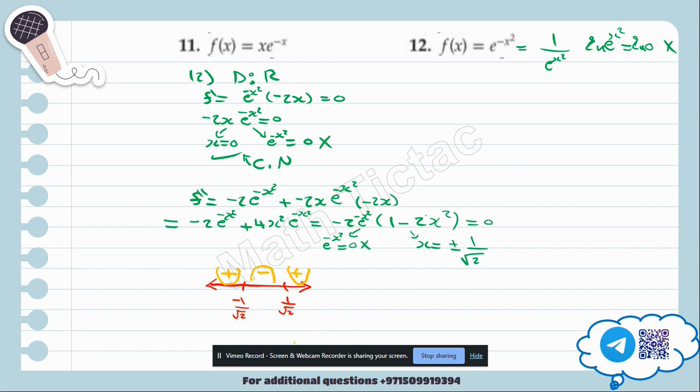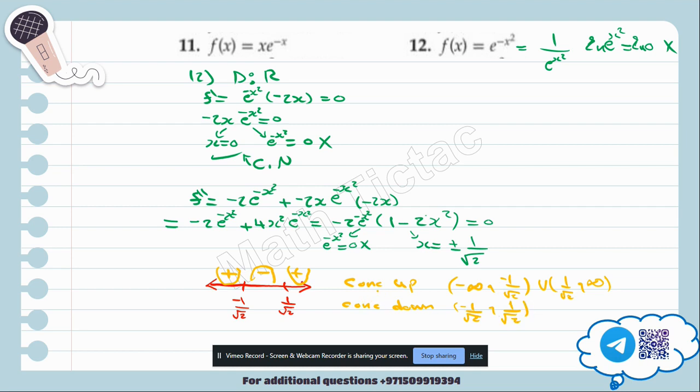So now I will write down concave up, concave down. Concave up is from minus infinity to minus 1 over square root of 2, union with from 1 over square root of 2 to infinity. And the second one, concave down, will be from minus 1 over square root of 2 to 1 over square root of 2.